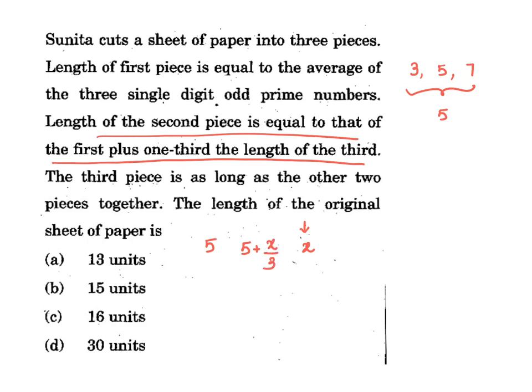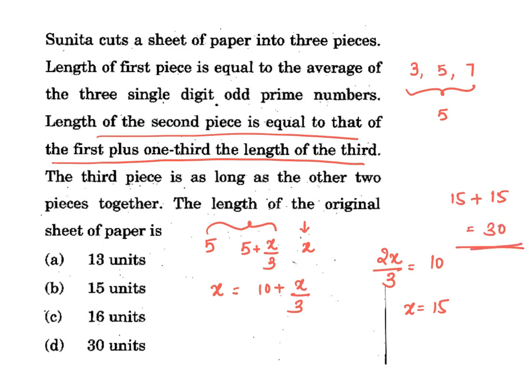The third piece is as long as the other two pieces together. So third piece is as long as first two pieces together, that is 10 plus x by 3. So 2x by 3 is 10, x is equals to 15. So the third piece is 15, first two sum is also 15, put together the entire sheet is 30 units. So answer is 30 units. So length of the original sheet of the paper is given, so that is 30 units.